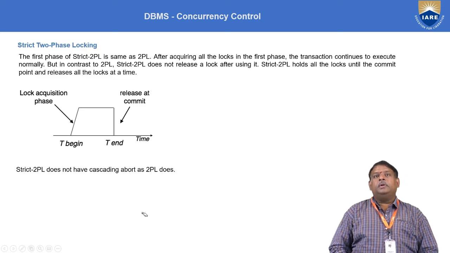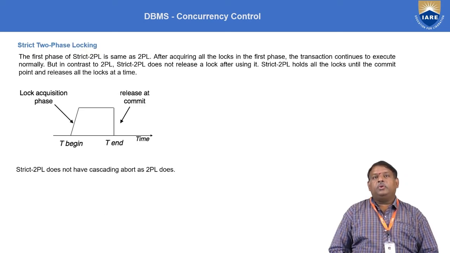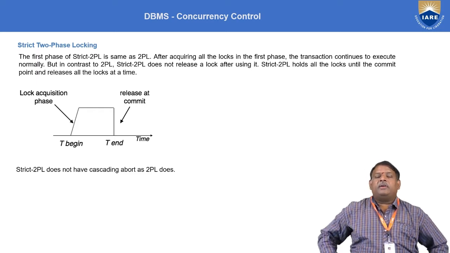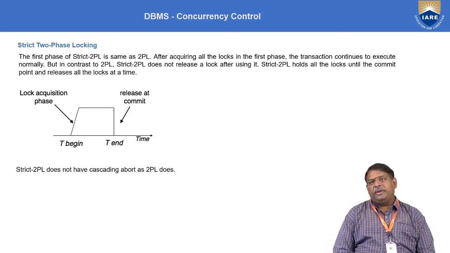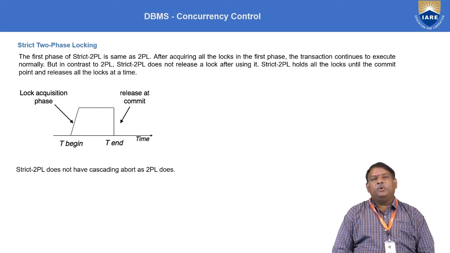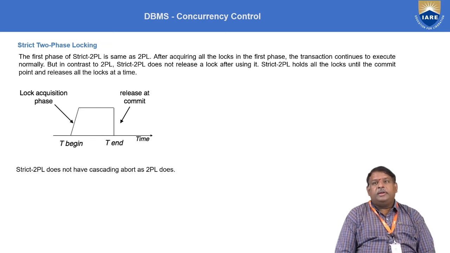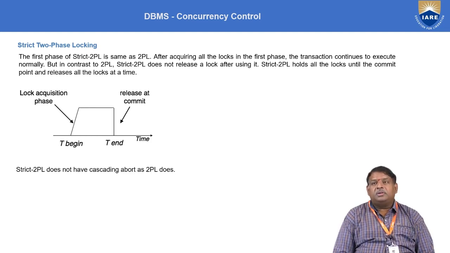Okay. The fourth is strict two-phase locking. The first phase of strict 2PL is the same as 2PL. In the second phase, after acquiring all the locks, the transaction continues to execute normally. But in contrast to two-phase locking, strict two-phase locking does not release a lock after using it. Strict 2PL holds all the locks until the commit point and then releases all the locks.